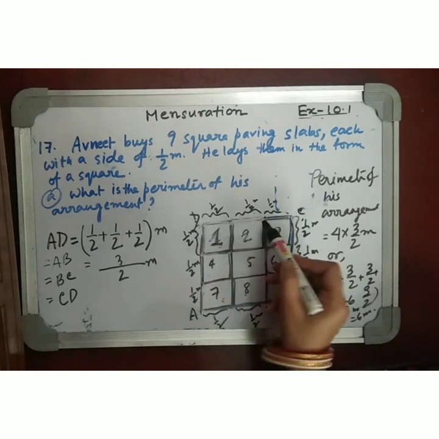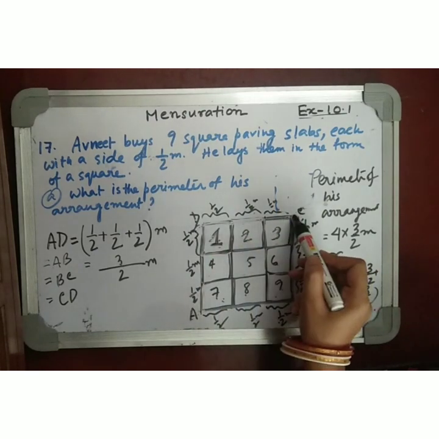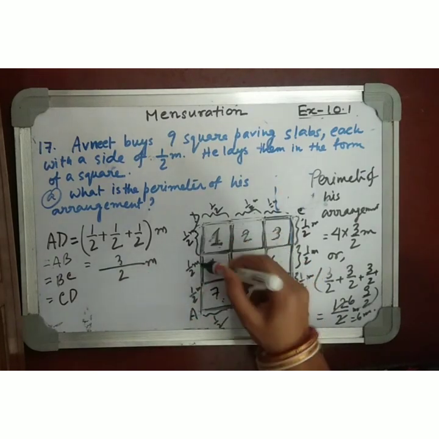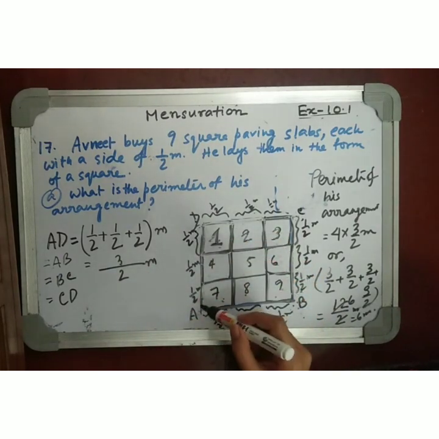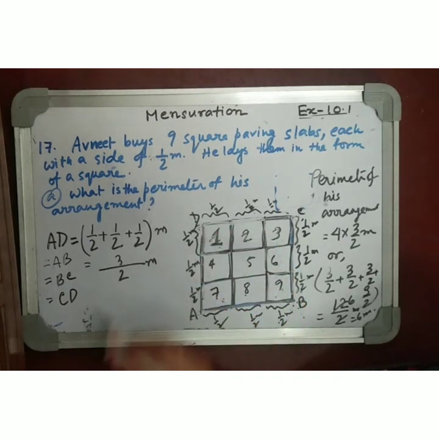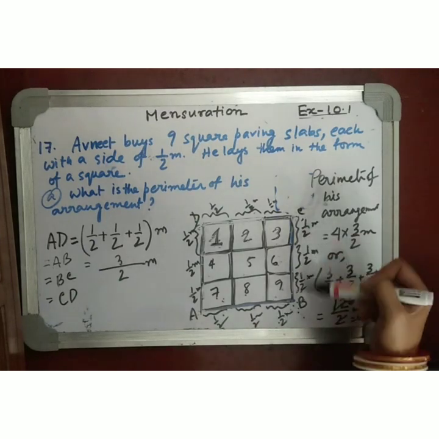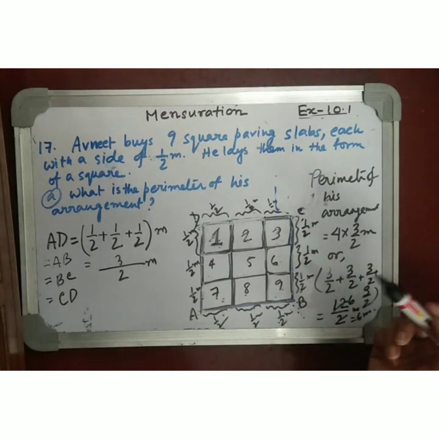This one is half, this one is half, this one is half. So the length of DC will be 3 by 2 meter. This part, this part, this part, all of these are half meter. It means AD is also 3 by 2 meter of length. This one, this one, this one, all these three parts are of length half meter. So AB will also be of length 3 by 2 meter. Similarly, CB will also be of length 3 by 2 meter.